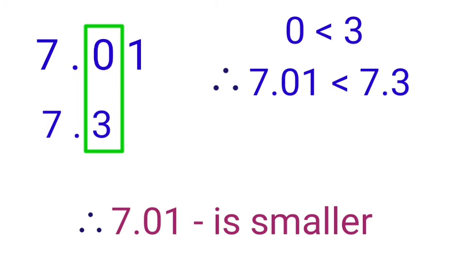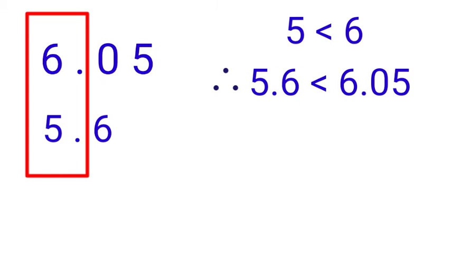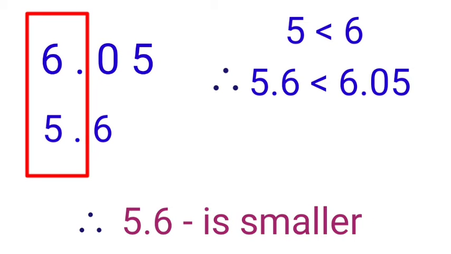Subdivision 2. The whole number parts of both the numbers are equal. Therefore, comparing the digits at the tenth place, we get 0 less than 3, which implies that 7.01 is less than 7.3. Therefore, the smaller number is 7.01. Subdivision 3. Comparing the whole number parts, we get 5 less than 6, which implies that 5.6 is less than 6.05. Therefore, the smaller number is 5.6.